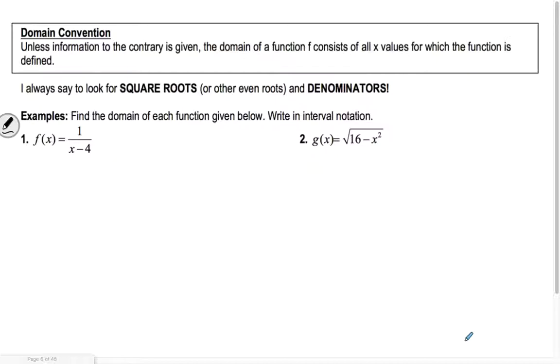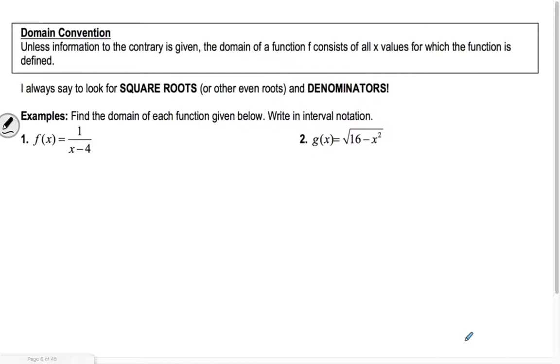Now the domain convention, which is what some textbooks call this. Unless information to the contrary is given, the domain of a function f consists of all the x values for which the function is defined. For domain, we're always going to look at things that make it bad. I can't take the square root of negative numbers. I can take the square root of 0, that's okay, but I can't take the square root of negative numbers.